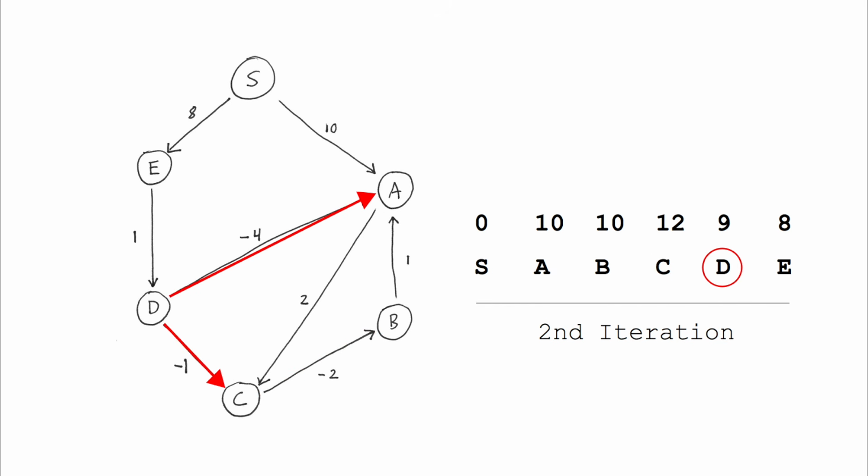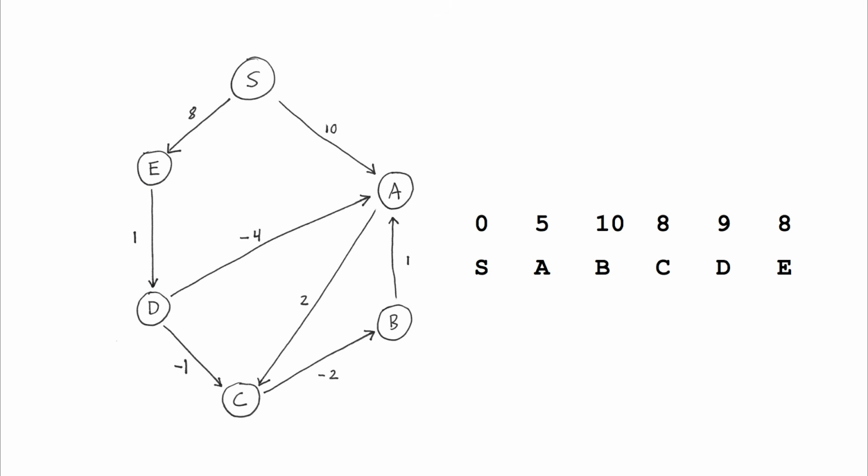Looking at D, however, we notice that its edges improve the path to A and the path to C. Starting at 9 and adding negative 4, we can now get to A with a cost of 5. And starting at 9 and adding negative 1, we can now get to C with a cost of 8. We update the table and move on to E. But again, we note that its edge does not offer any improvement. We're done with the second iteration.